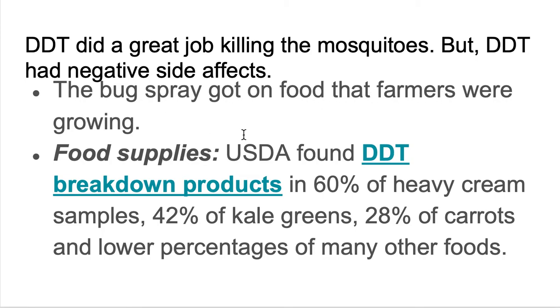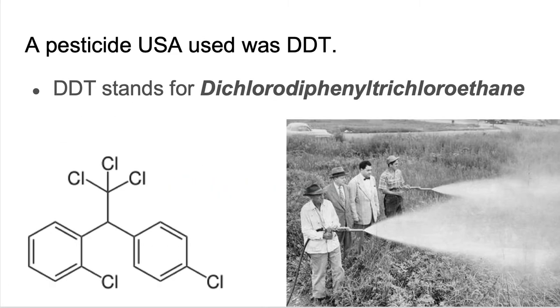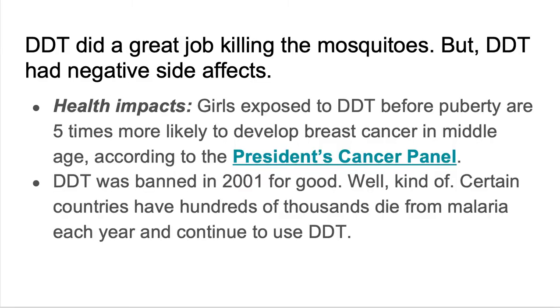So, research showed that 60% of heavy cream samples had DDT, 42% of kale greens, 28% of carrots, and low-level percentages of other foods. So, these people, when they were spraying these chemicals, it actually got on a lot of the foods that they were eating. So this was directly affecting their own health.